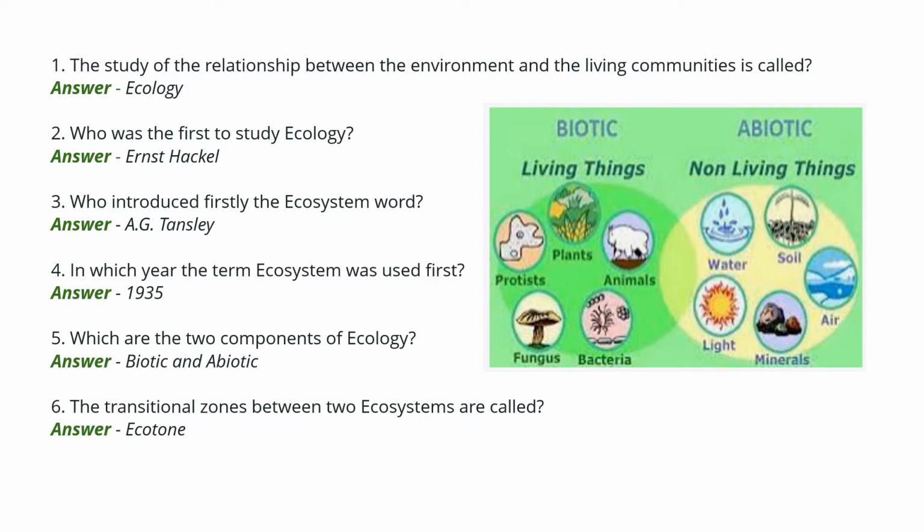Next question, number 6. The transitional zone between two ecosystems is called what? The transitional zone is called an ecotone. What is this ecotone? An ecotone is a zone where two communities meet and integrate.